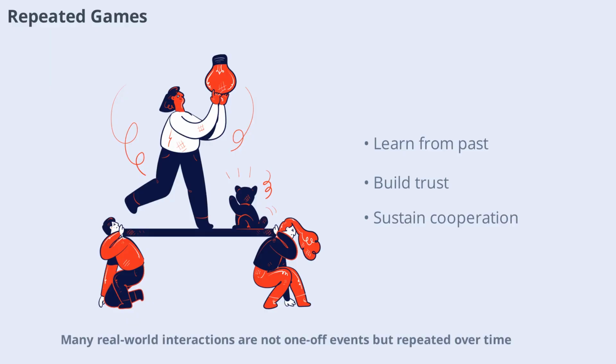Many real-world interactions are not one-off events but repeated over time. In repeated games, players can learn from past behavior and build trust or punish betrayal. This dynamic allows for strategies like tit-for-tat, where cooperation can be sustained through reciprocity. Repeated games help explain how long-term relationships and reputations develop.